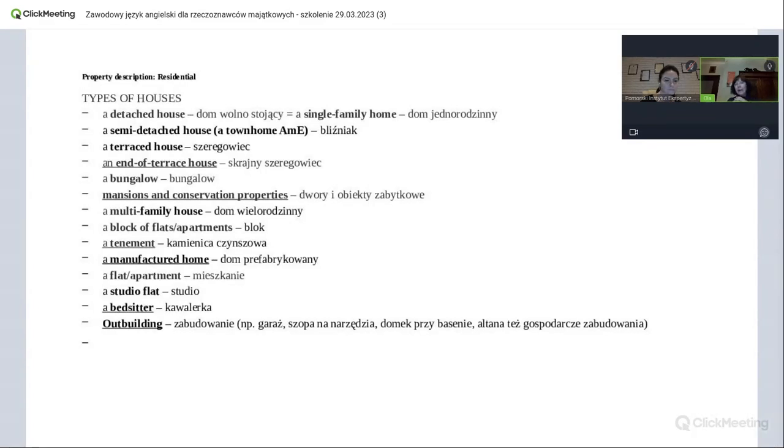And I think quite a useful word, especially when we talk about houses, it's an outbuilding, zabudowanie, because sometimes we also look for a word like zabudowanie. This is the word.